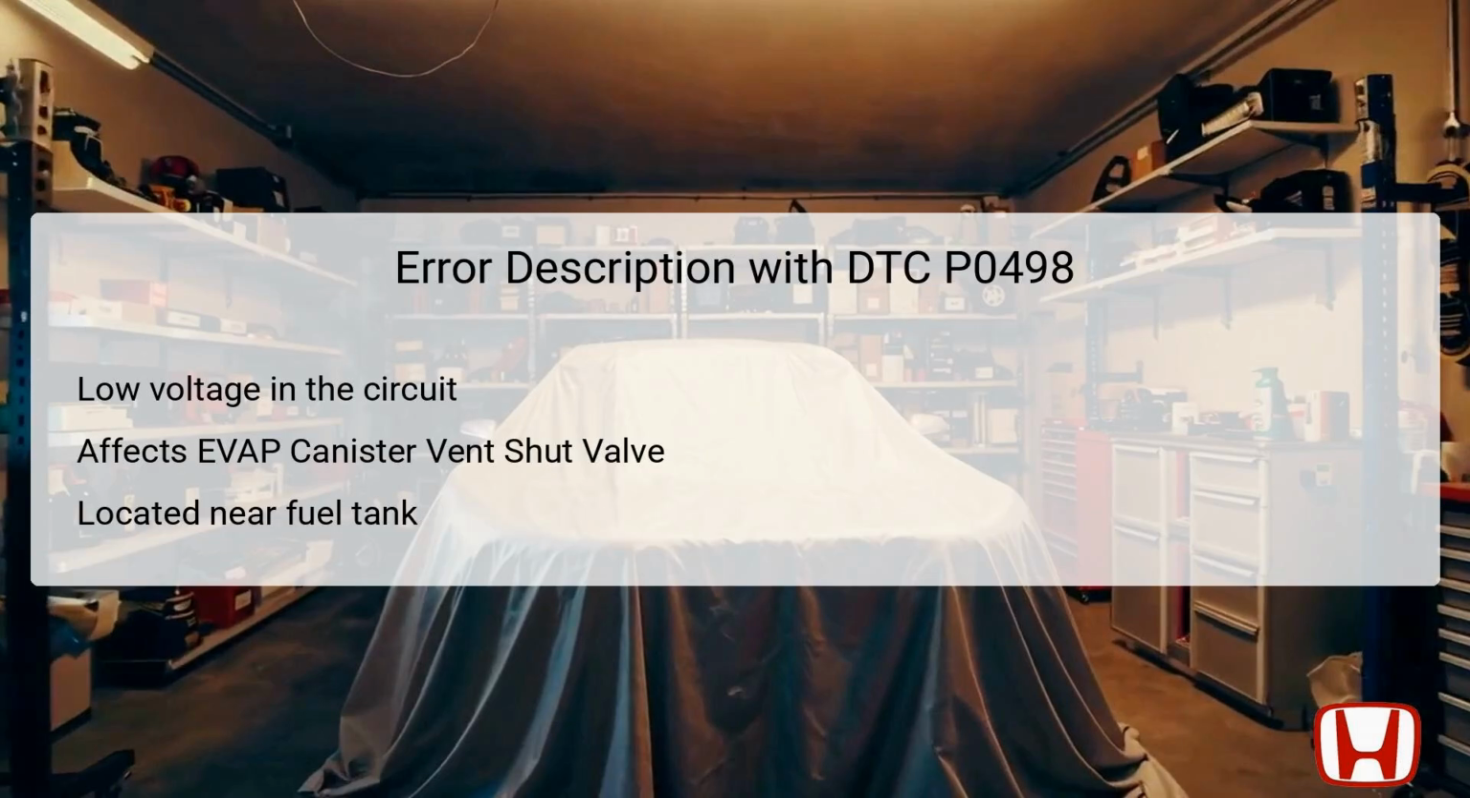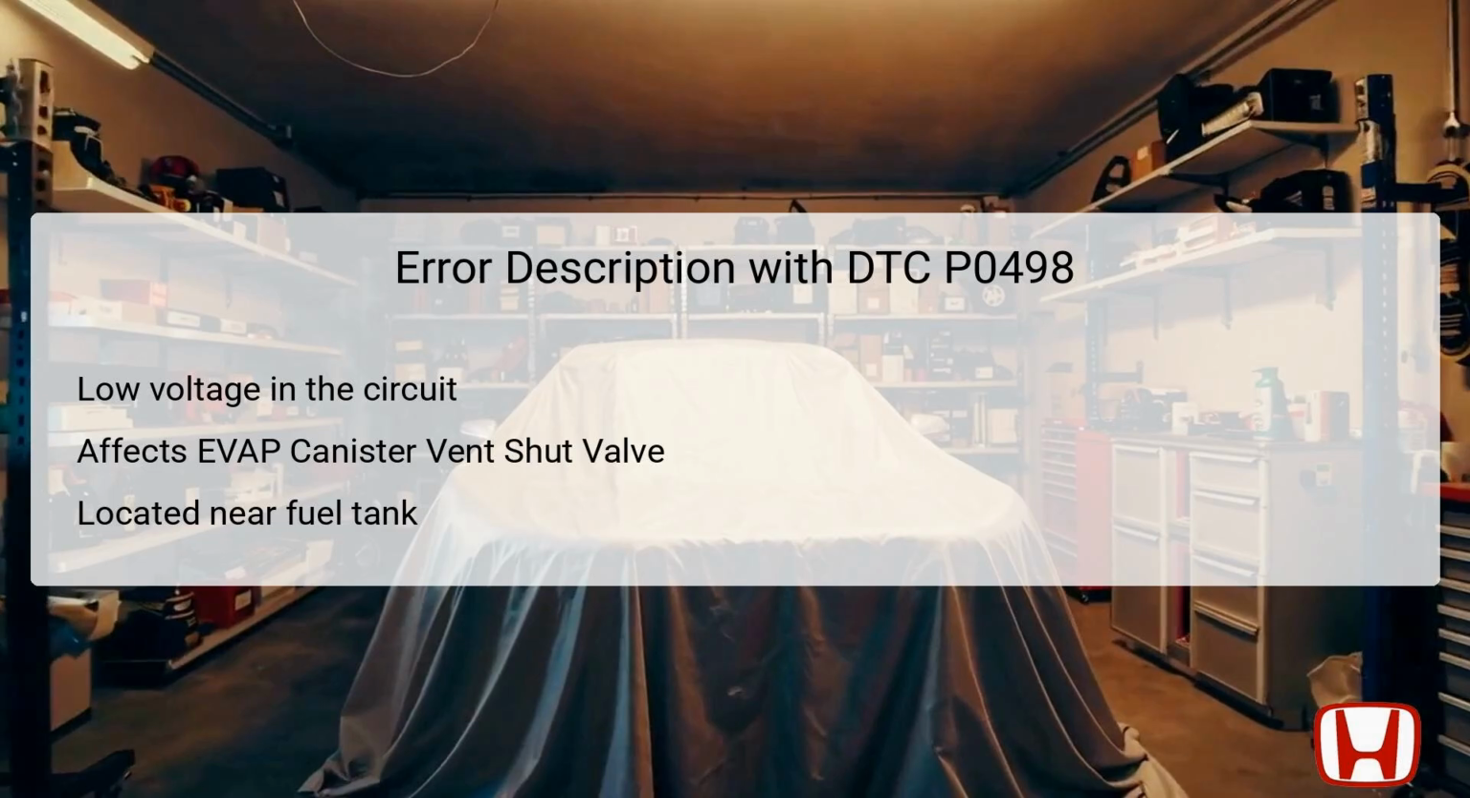The error description for DTC P0498 specifically targets low voltage detected in the EVAP canister vent shut valve circuit. The EVAP canister vent shut valve plays a vital role in managing fuel vapors, ensuring they are adequately handled and directed back to the engine for combustion, or stored in the canister during specific conditions. This valve is typically located in the rear of the vehicle, close to the fuel tank, forming an integral part of the vehicle's evaporative emission system.